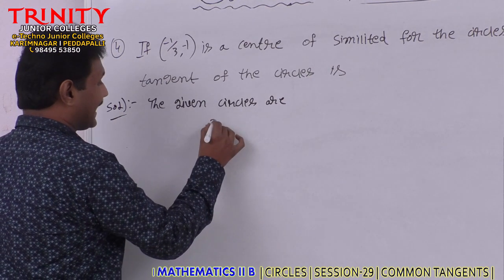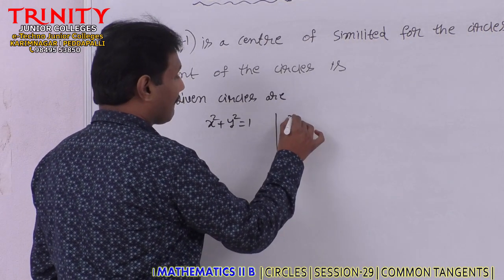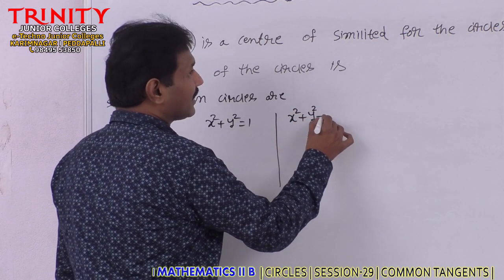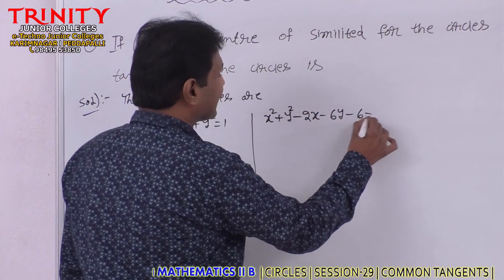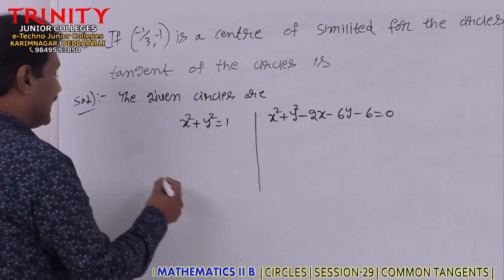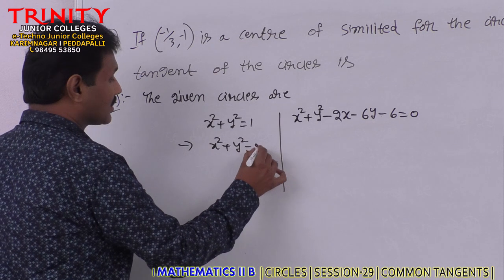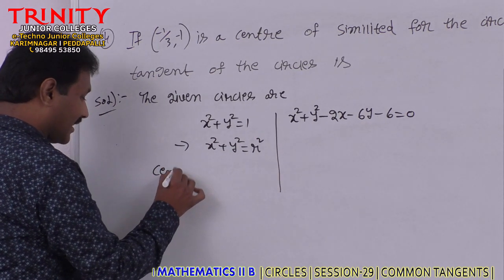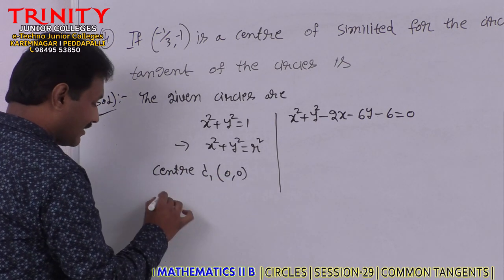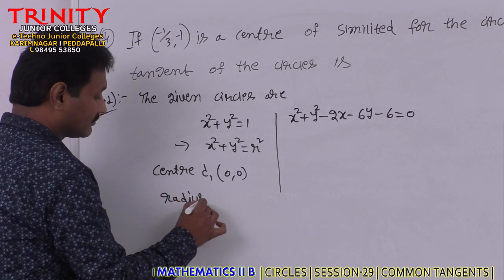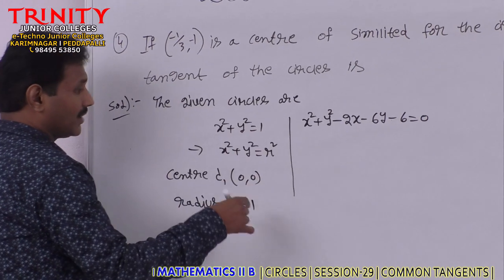The first circle is x² + y² = 1 and the second circle is x² + y² - 2x - 6y - 6 = 0. Here the first is of the form x² + y² = r². Therefore, the center of the circle is (0, 0) and the radius of the circle is r1 = √1 = 1.